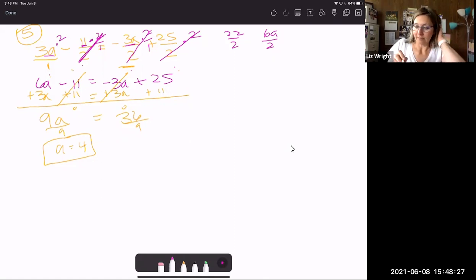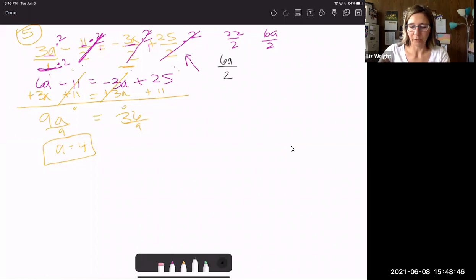I'm going to give you another alternative to this. Some students are like, I just want to get a common denominator across all of them. And so I'm going to back up to this step. If you wanted to get a common denominator, we could go like this. And instead, our problem would be 6a over 2 minus 11 over 2 equals negative 3a over 2 plus 25 over 2.